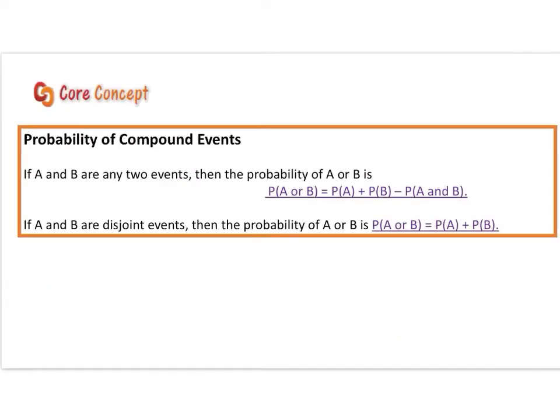So, core concept, probability of compound events. If A and B are any two events, then the probability of A or B is, and here's your notation, probability of A or B equals the probability of A plus the probability of B minus the probability of A and B. And then if A and B are disjoint events, then the probability of A or B is equal to the probability of A plus probability of B. Two formulas that you'll need to be able to use in today's lesson.